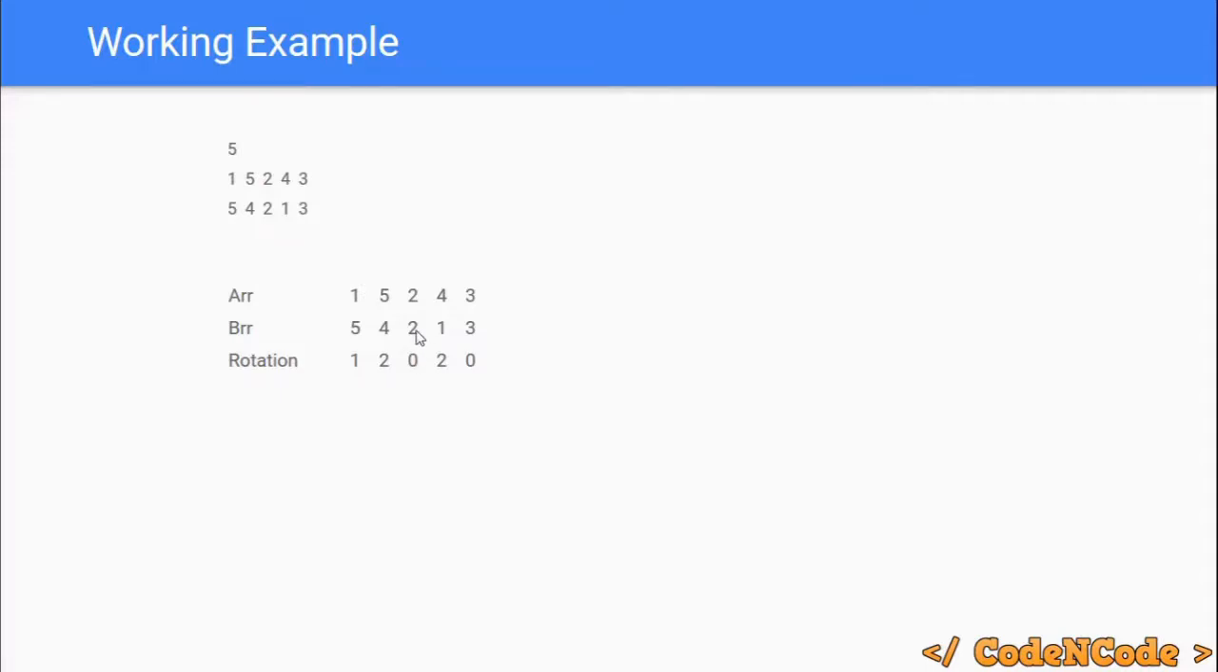2 would be on its correct position after 0 rotation. 1 would be on its correct position after 2 rotations. In one rotation, 1 would be here. In second rotation, 1 would be here. And 3 is on its correct position after 0 rotations.